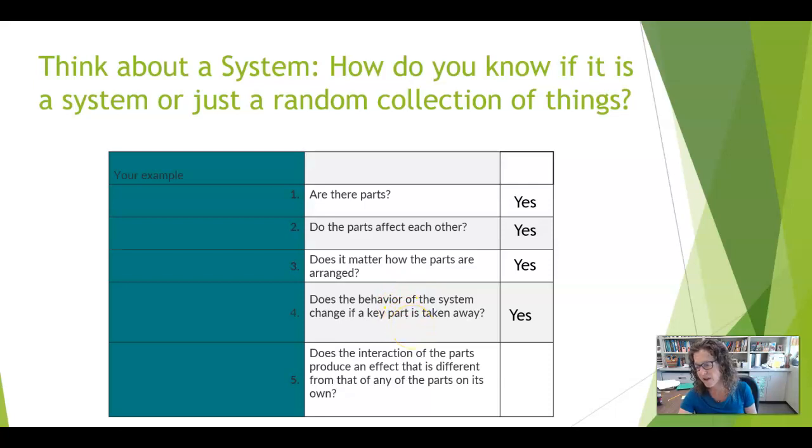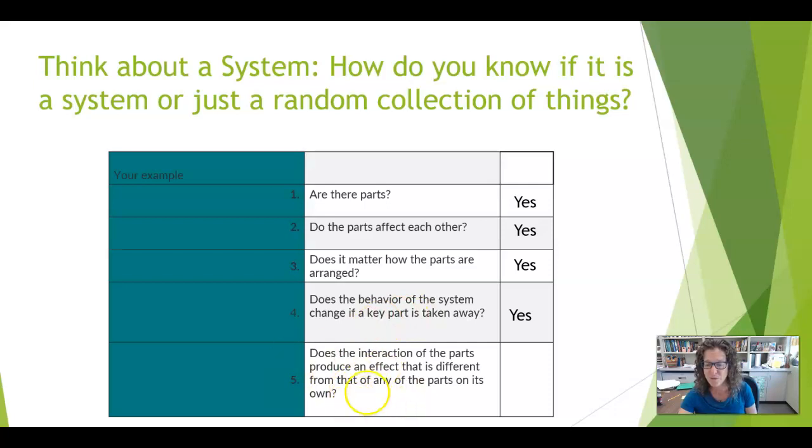A very good example for that is the human body, another system. If we take out a particular organ, in most cases, the human body will no longer be able to function if we lose a specific organ. And so the behavior of the system is going to change if a particular part is taken away.